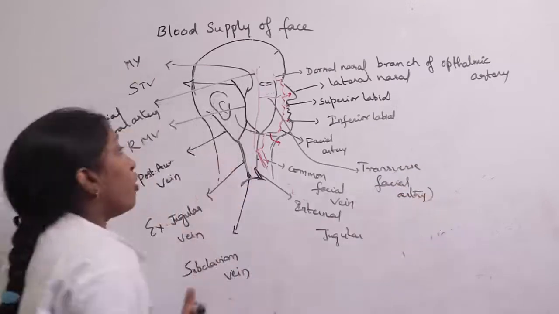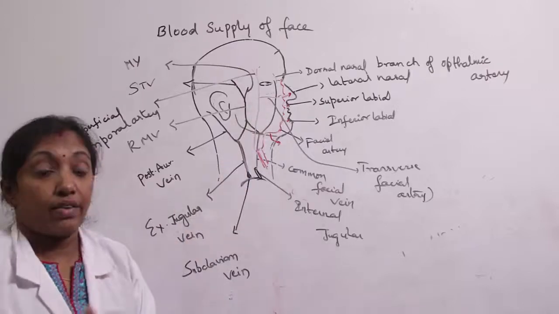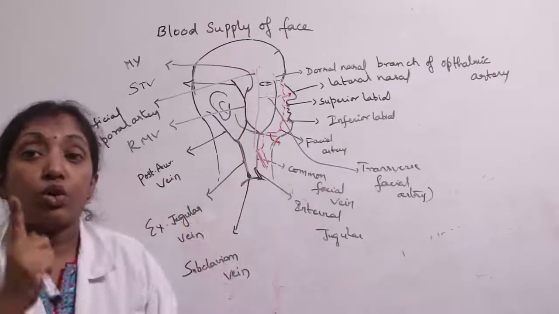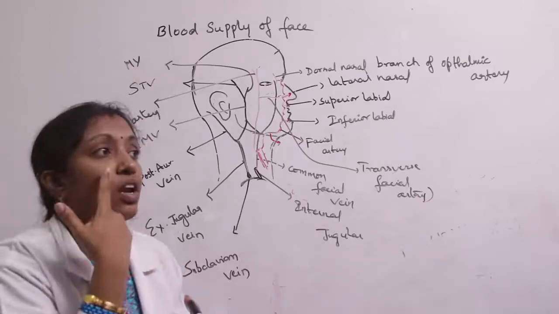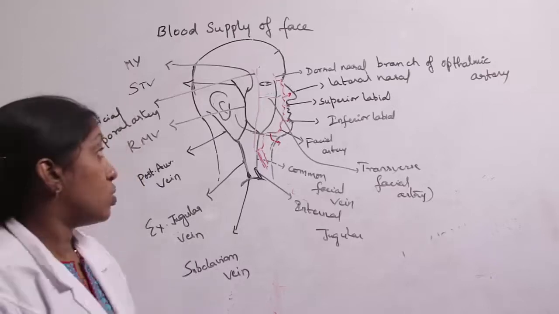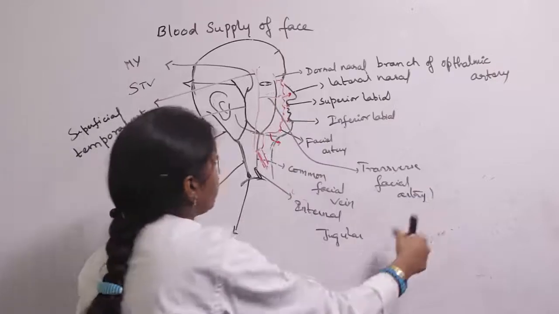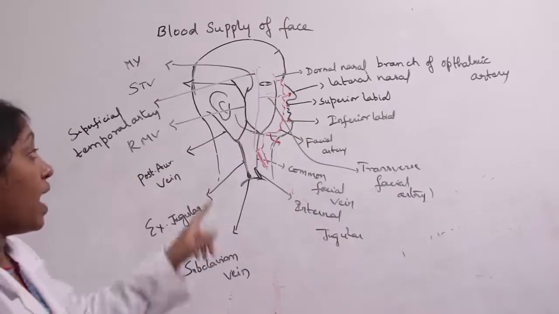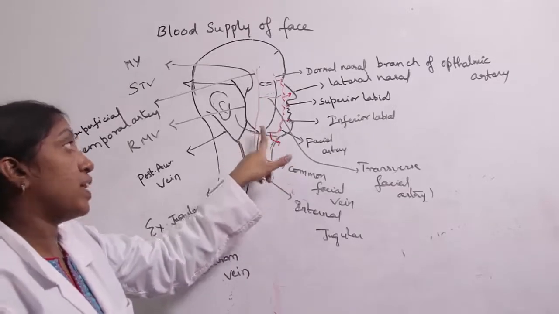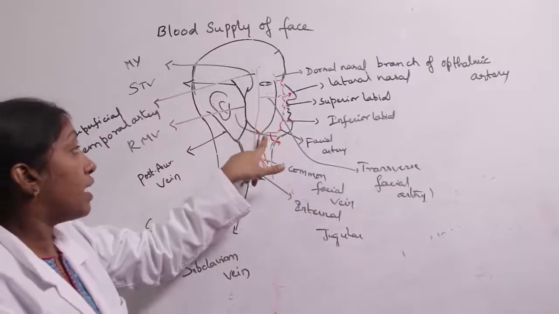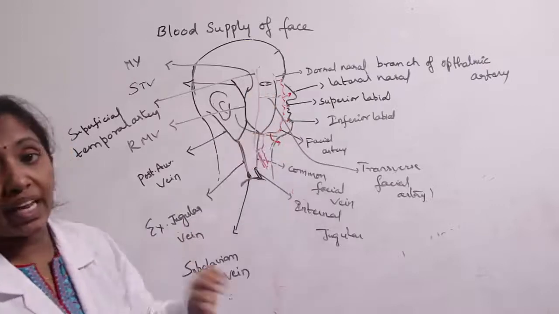So the arterial supply of the face is derived mainly from the facial artery, and also from the transverse facial artery. The facial artery is tortuous in nature, because we have to move the mandible, speak, and so on. Apart from the facial artery, the transverse facial artery also supplies the face. The facial artery is overlapped by the zygomaticus major and minor muscles, it lies on the mandible and the buccinator muscle, and it reaches the medial angle of the eye.